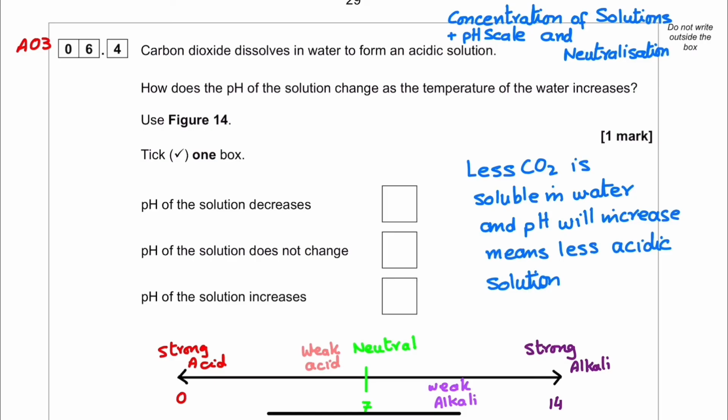If the solution is acidic, we are on the left side of the scale, and if the solution is neutral, we have a pH of about 7, and if the solution is alkaline in nature, the pH is towards 14. We know that as the temperature is increasing, the solution is less acidic. It means that pH is increasing. So the answer is, as the temperature is increasing, the pH of the solution is increasing. And the reason is the solution is less acidic.